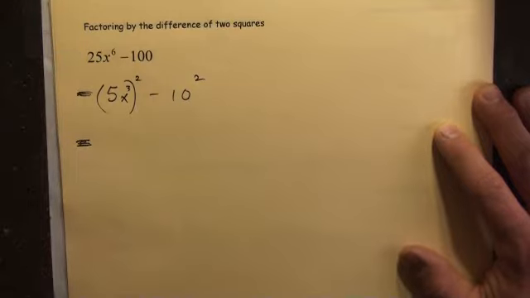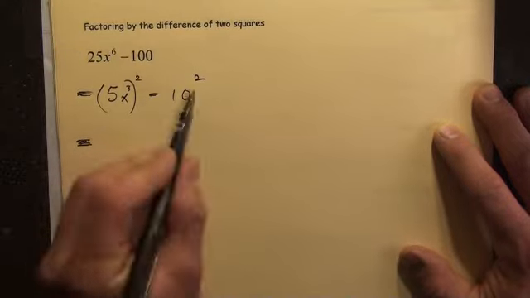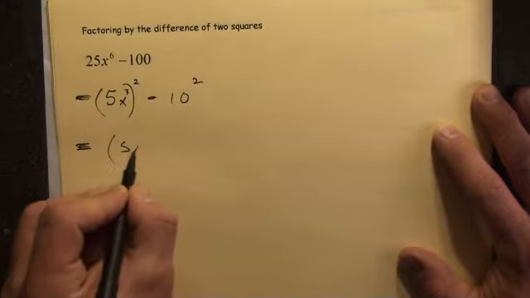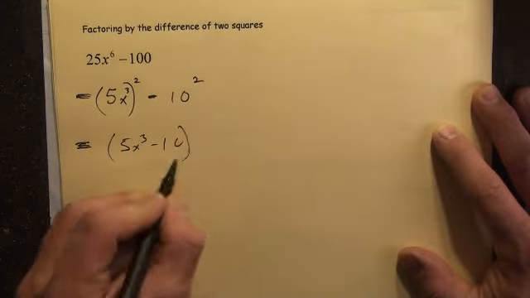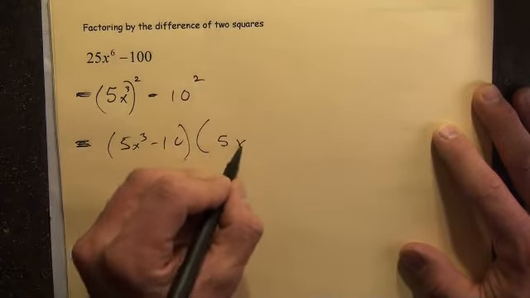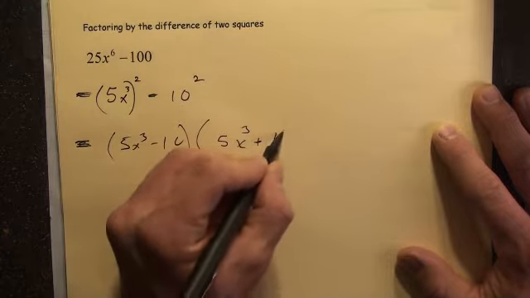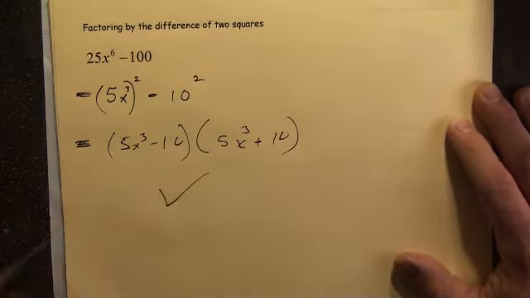Well, then we just did something that's correct. Is this the difference between two perfect squares? Of course it is. And I can call this 5x cubed minus 10 times 5x cubed plus 10. And that's it. You're a winner. Nice job.